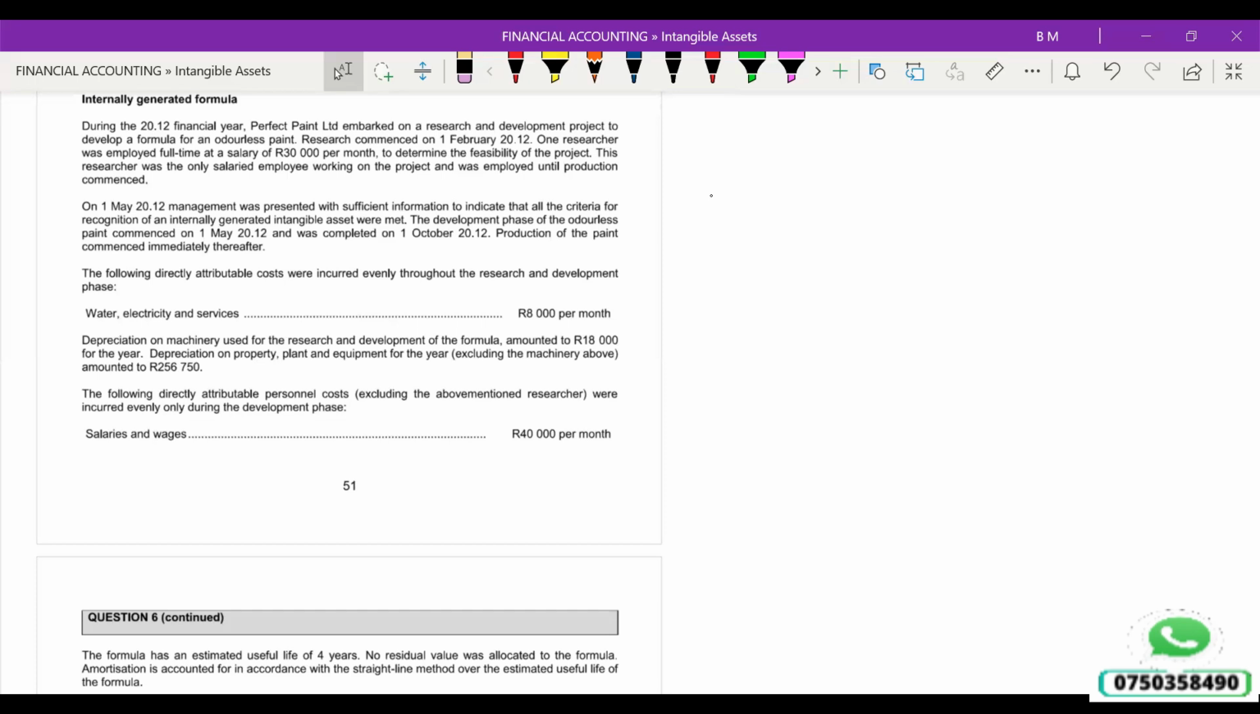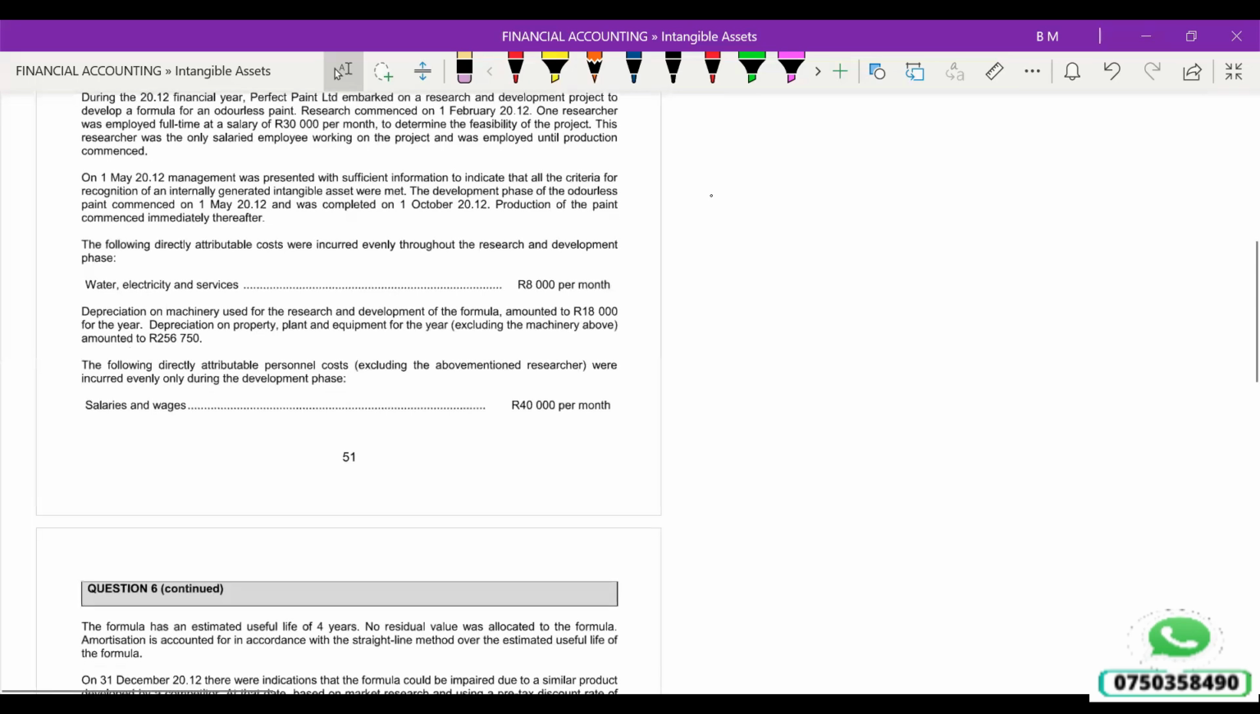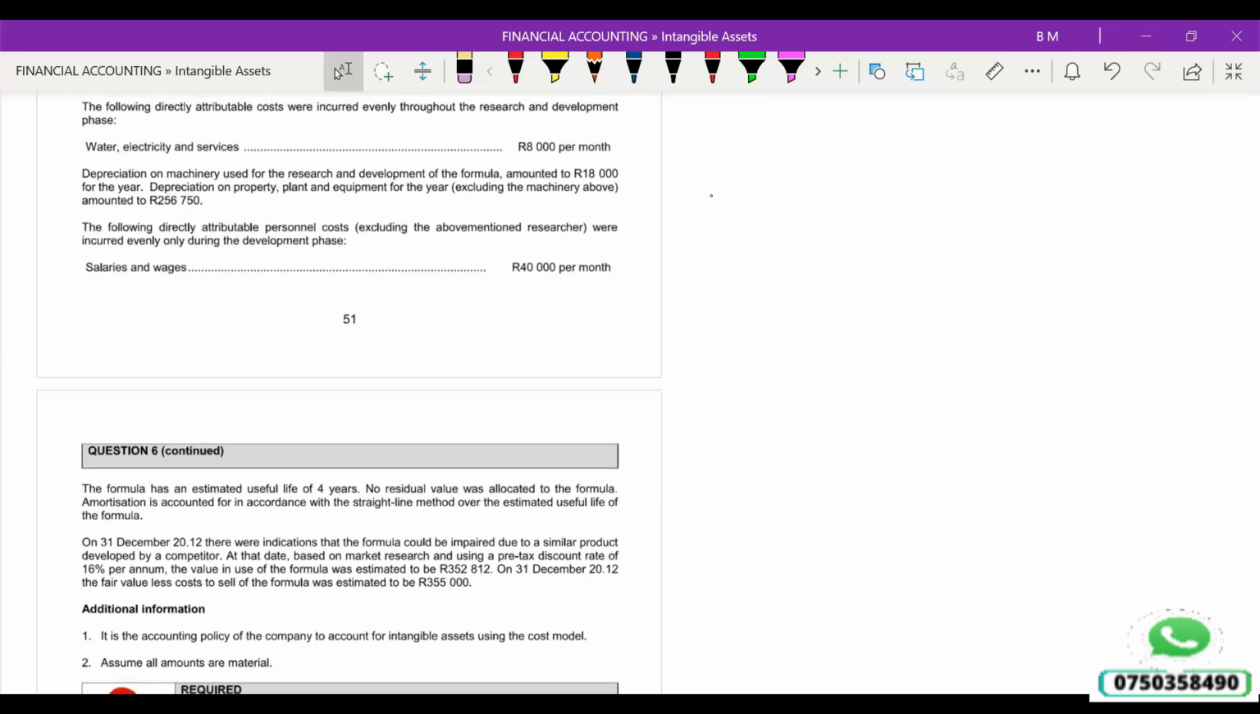So we started paying salaries and wages of 40,000 per month during the development phase. The formula has an estimated useful life of 4 years. No residual value was allocated to the formula. Amortization is accounted for in accordance with the straight line method over the estimated useful life of the formula.